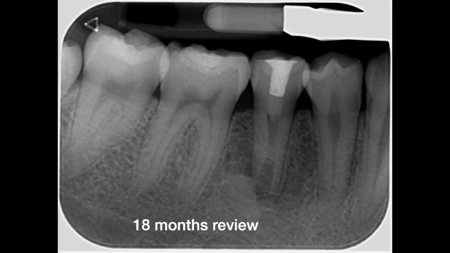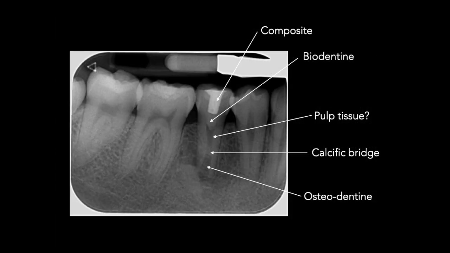At 18 months, the periapical abscess had completely healed. There was no increase in root length or thickness of the root wall, and there was an interesting calcification in the apical third. Apically, you can see the presence of osteodentine. I've seen this occur quite frequently in teeth that have been avulsed and then replanted with no further root canal treatment. In the apical third, there's a calcific bridge, and above this, potential pulp tissue.